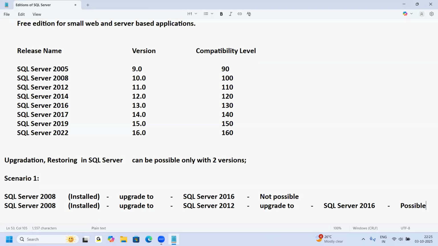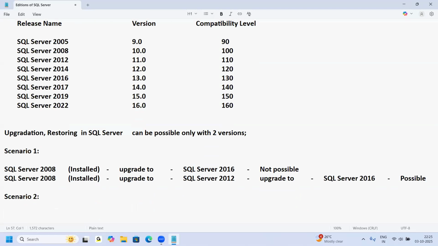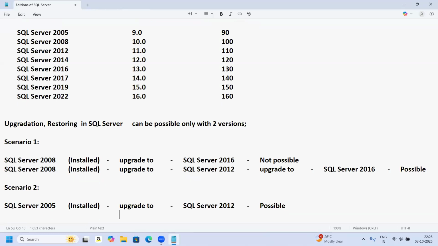Another scenario I'll also cover. Scenario 2. Assume your SQL Server 2005 is installed in your machine and you are planning to upgrade it to SQL Server 2012. Is it possible? Yes. Reason: from 2005, if I'm upgrading to 2012, 2012 is the second version. But my intention of saying this is, remember, between 2012 and 2005, you have 2008.